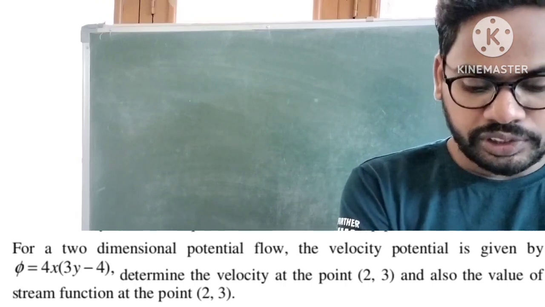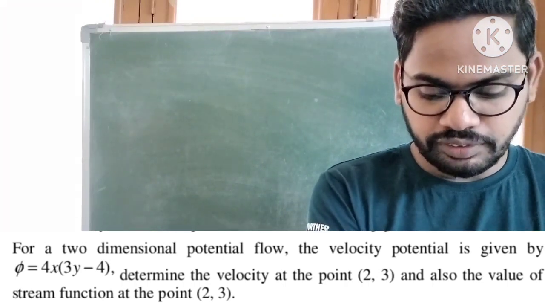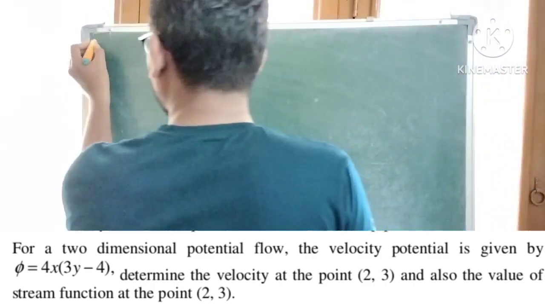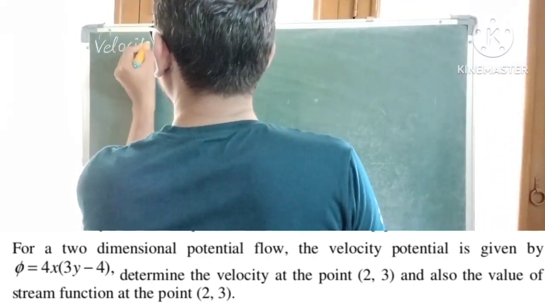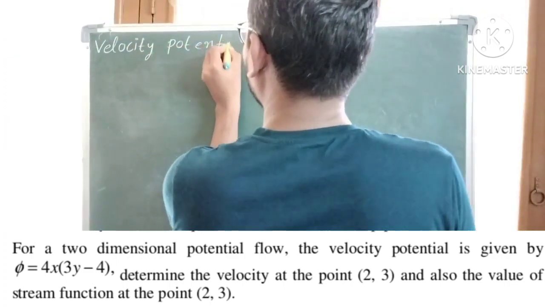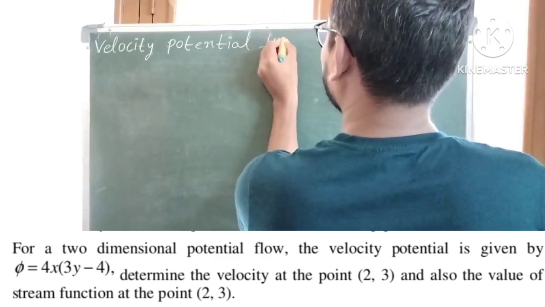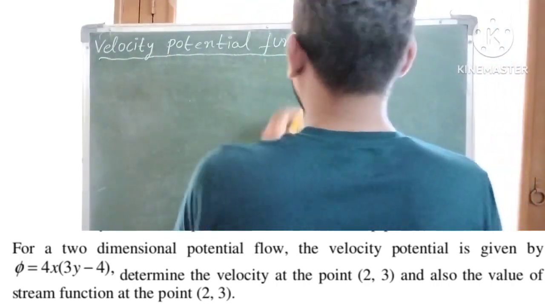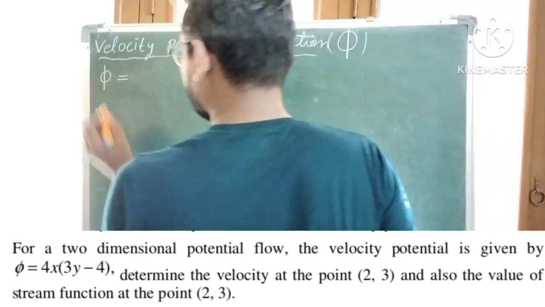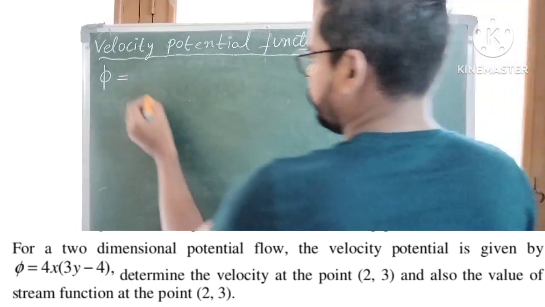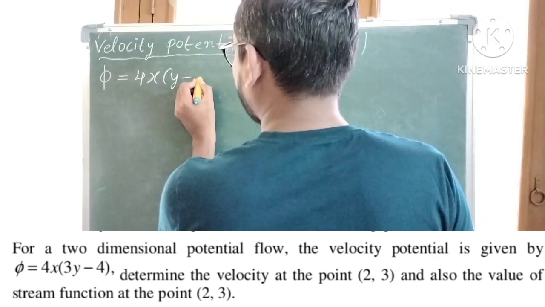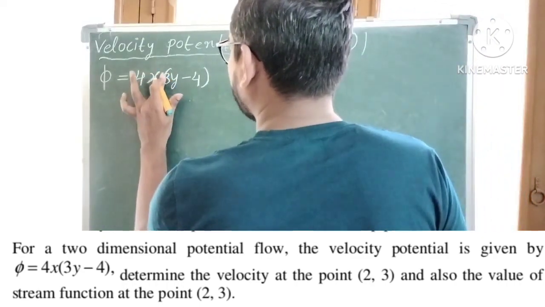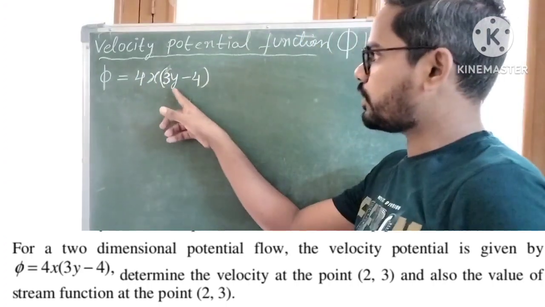Here given a two-dimensional potential flow, so 2D potential flow, the velocity potential is given by phi is equal to 4x into (3y minus 4). Here given the velocity potential function, denoted by phi. Here phi is equal to 4x into (3y minus 4). This is the velocity potential function.